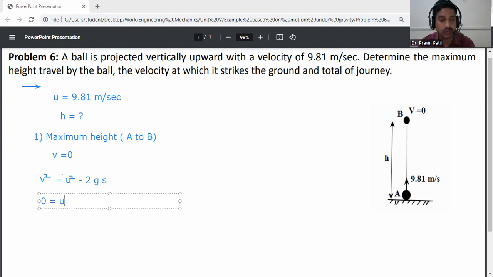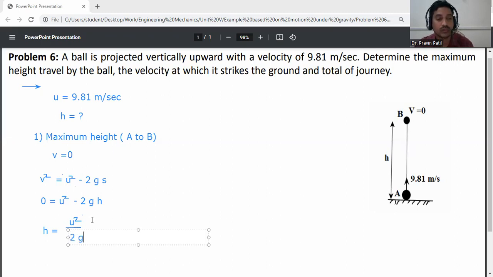First, write down the formula: v square equals u square minus 2g times h, where h is the distance traveled from A to B, the height. So we get h is equal to u square divided by 2g. Here u square will be 9.81 square. Just put all these values in and calculate this height.